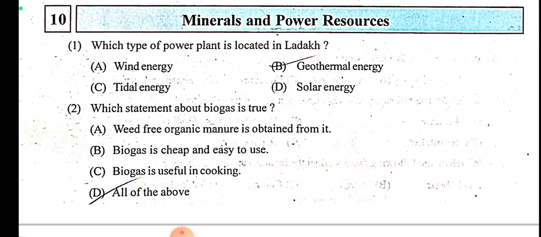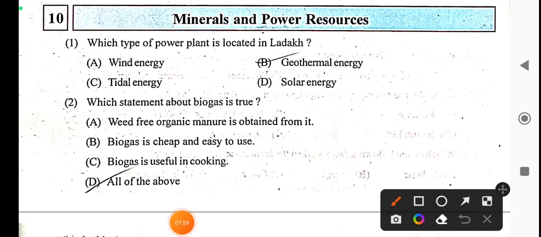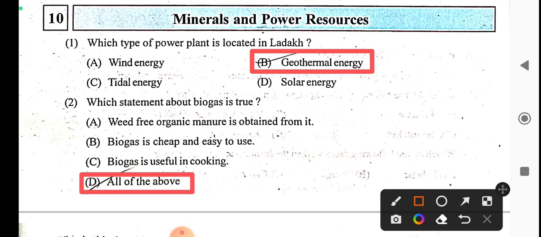Chapter number 10, Minerals and Power Resource. Which type of power plant is located in Ladakh? So, geothermal power plant energy. Which statement about biogas is true? So, all of this. Weed-free organic manure is obtained. Biogas is cheap and easy to use. Biogas is useful in cooking.